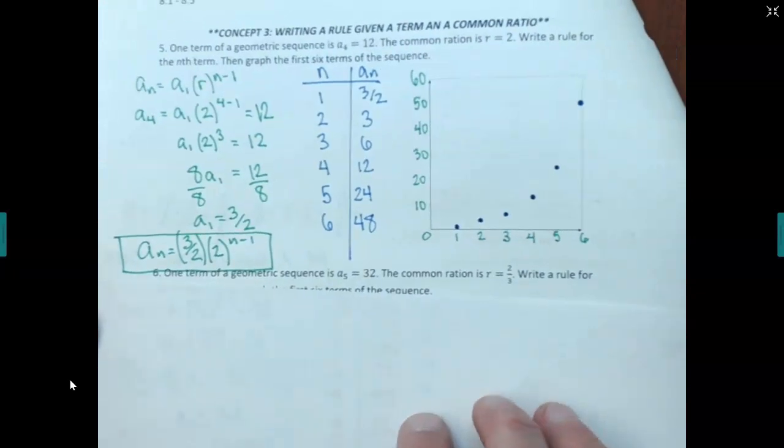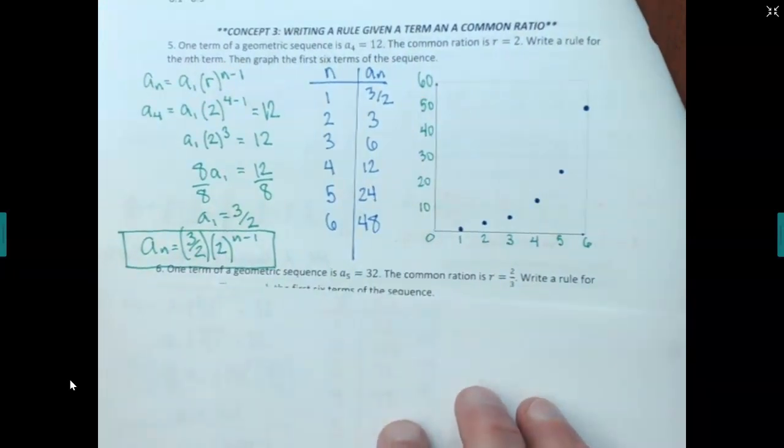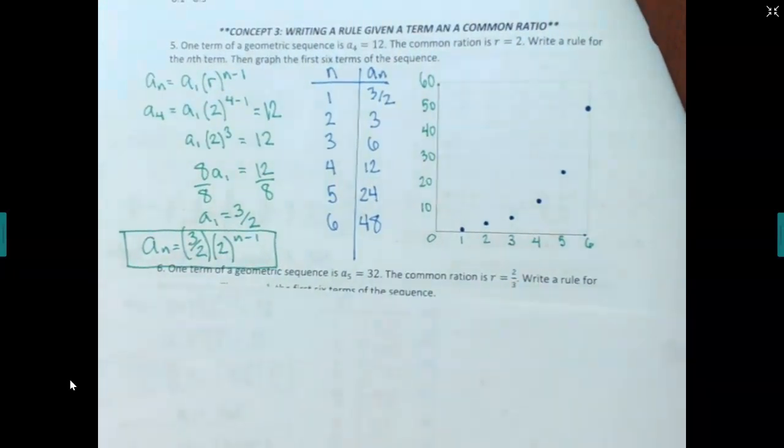All right, and here we go. So, just going to show the graphing ones. Writing a rule given a term and a common ratio. So, one term in a geometric sequence is a sub 4 equals 12. The common ratio is 2. Write a rule for the nth term and then graph the first 6 terms of the sequence.